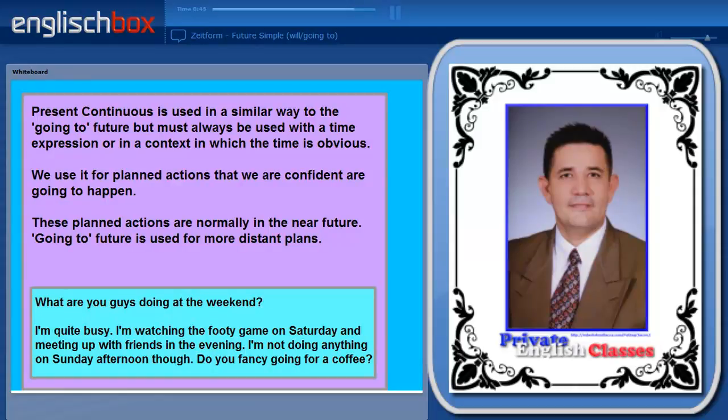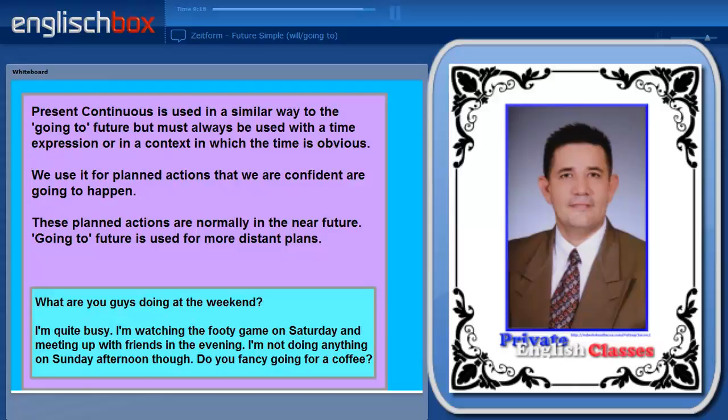So let's look at the dialogue at the bottom of the page in the blue box, and here it has some examples. What are you guys going to do at the weekend? Or what are you guys doing at the weekend? I'm quite busy. I'm watching the footy game on Saturday, and I'm meeting up with friends in the evening. I'm not doing anything on Sunday afternoon though. Do you fancy going for a coffee?